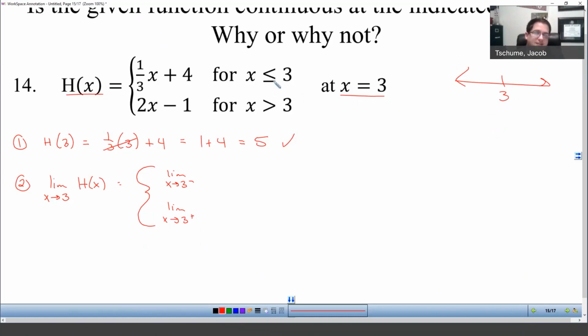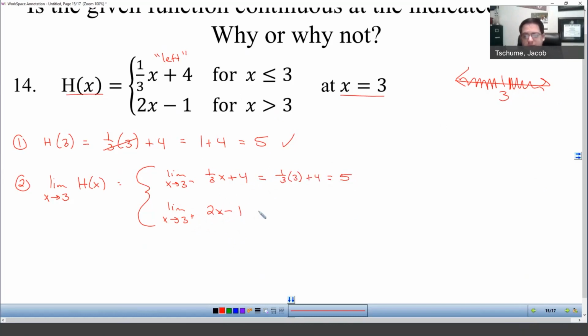If x is less than 3, that is everything on this side of the number 3. That means 1/3 x plus 4 has to be your left-handed limit. So I'll put that one next to the left-handed limit. For x greater than 3, that's everything to the right-hand side of 3. So I would put the 2x minus 1 next to my right-handed limit. And now you're going to work both of these separately. So that would be 1/3 times 3 plus 4, which we already did and got an answer of 5.